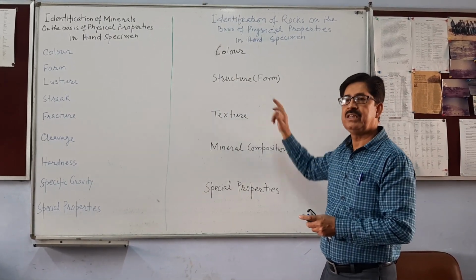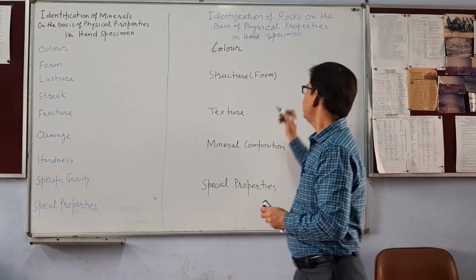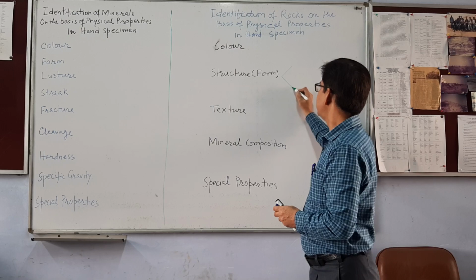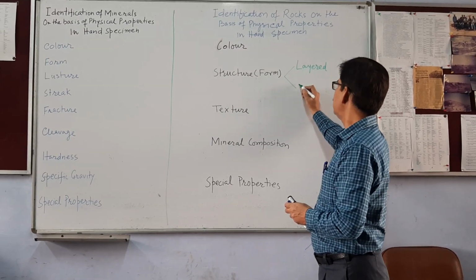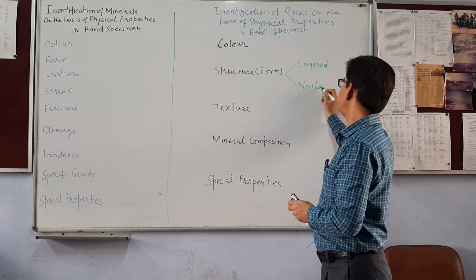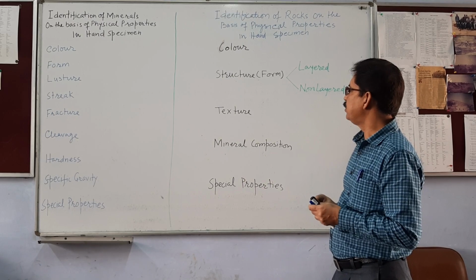Here form means the rock is layered or non-layered. Does it have a structure or does it not have a structure? That is, if it is layered, that means it has a structure, or non-layered, that means it doesn't have any structure. So that is a very important property.